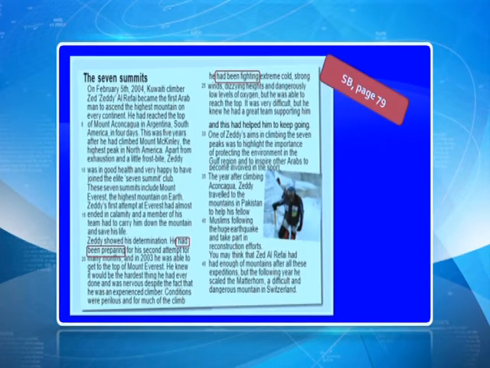Now, here is an excerpt from your student book, page 79. Notice that we have two verbs in the past perfect continuous tense. The first one is had been preparing, and the second one is had been fighting.